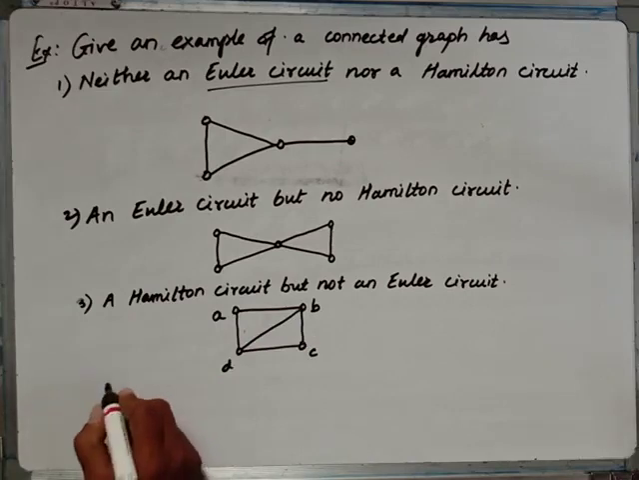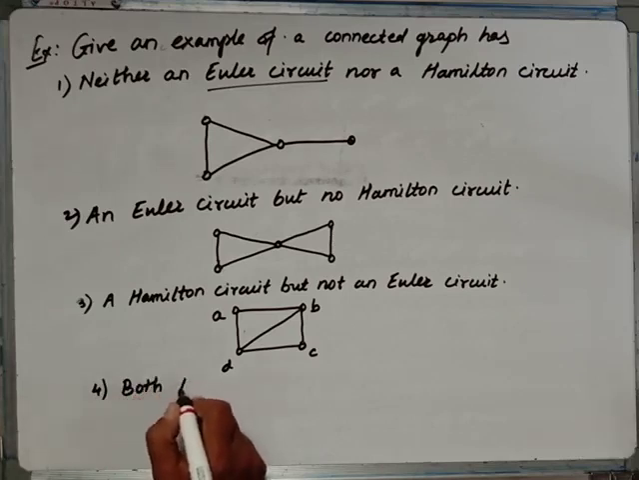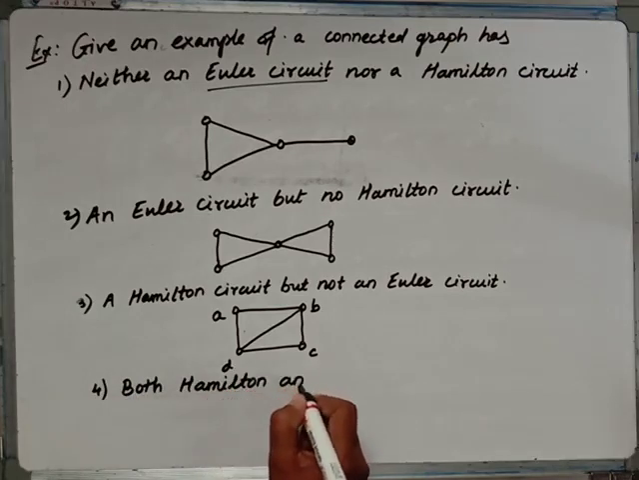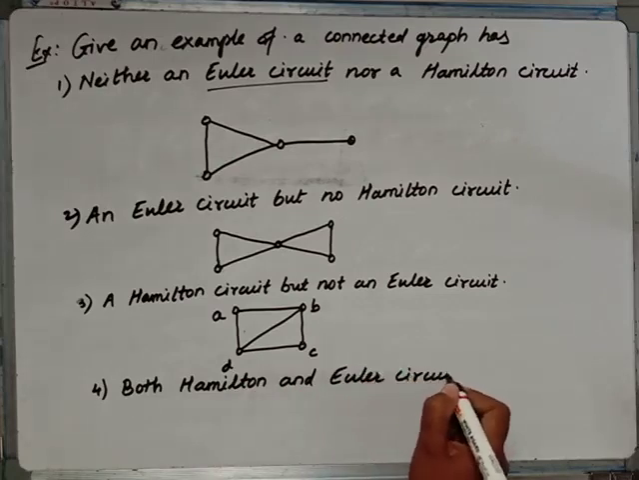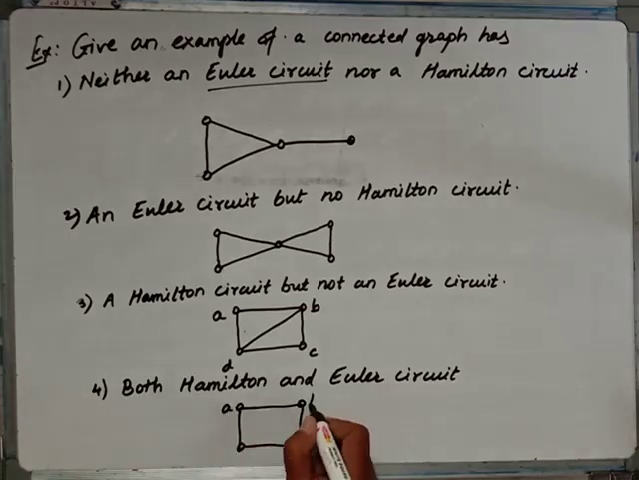Okay. Now fourth one, both a Hamilton and Euler circuit. Both Hamilton and Euler circuit will be there. So for this, simply draw a rectangle, a square as such. It has both Hamilton as well as Euler circuit. So this is about the Hamilton and Euler circuit.